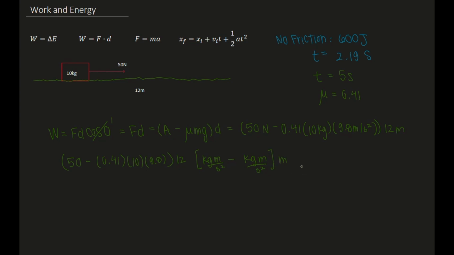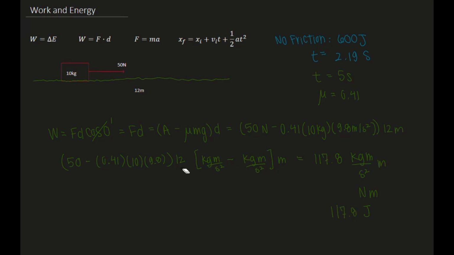So if I plug this into my calculator, what I end up with is 117.8, and the unit is kilogram meter per second squared times a meter. And if we remember, kilogram meter per second squared is a Newton. So this is the same as a Newton times a meter, and a Newton times a meter is also the same unit as a joule. Our work is energy, so we want it in joules. So it's 117.8 joules.